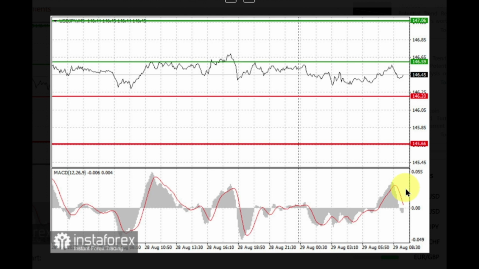Also consider buying USDJPY after two consecutive price tests of 146.20. But the MACD line should be in the oversold area this time, as only by that will the market reverse to 146.59 and 147.06.